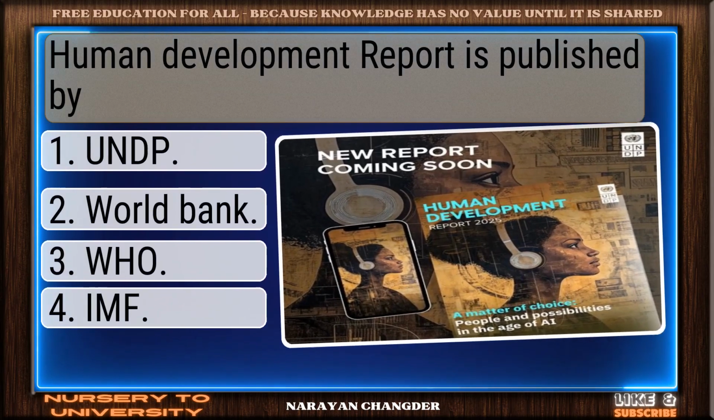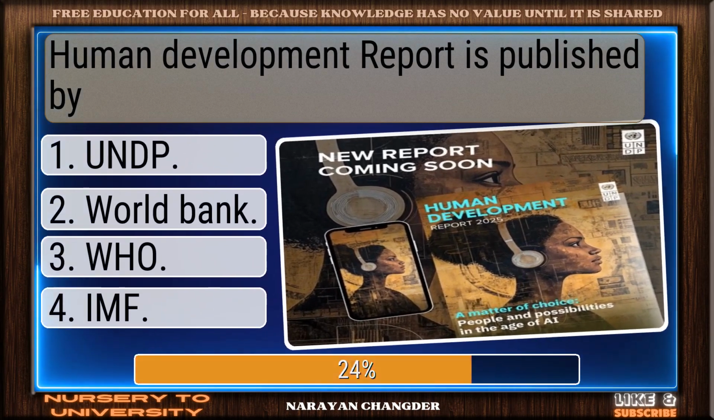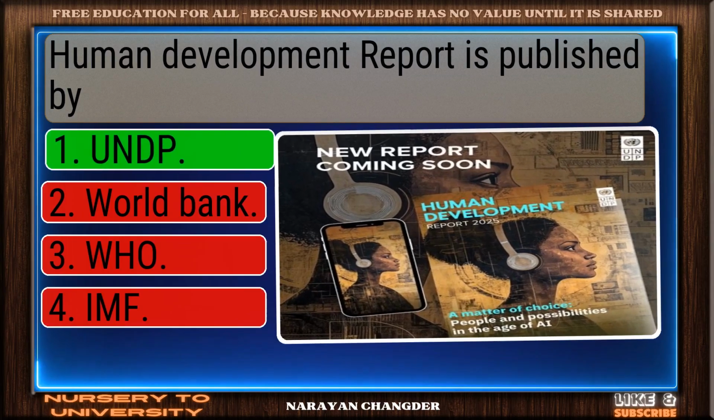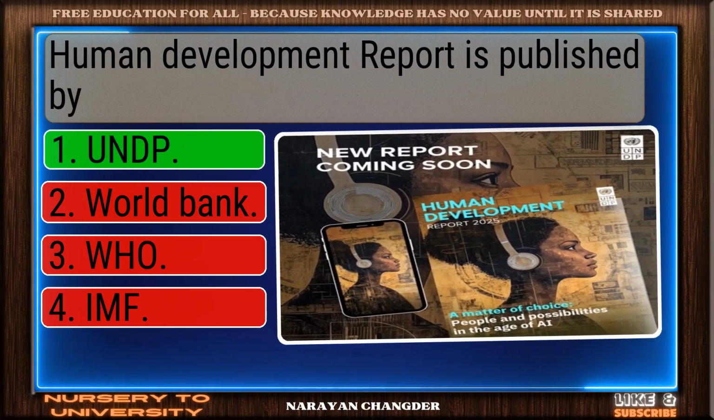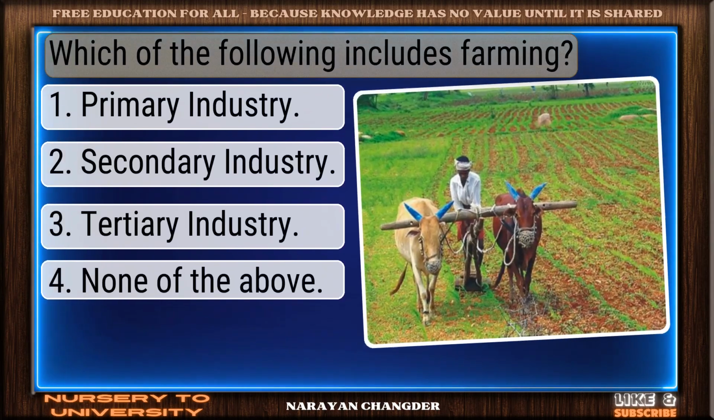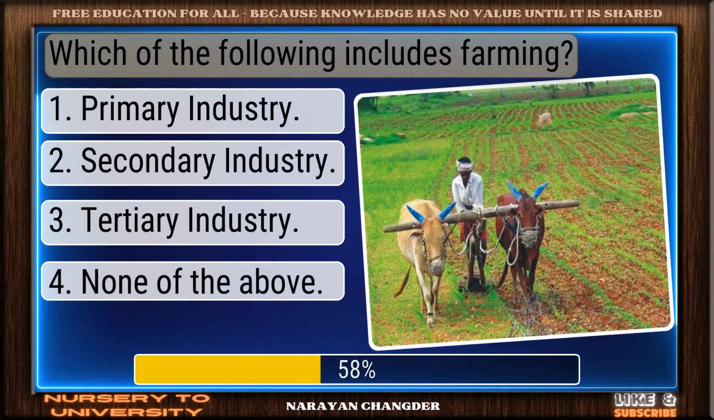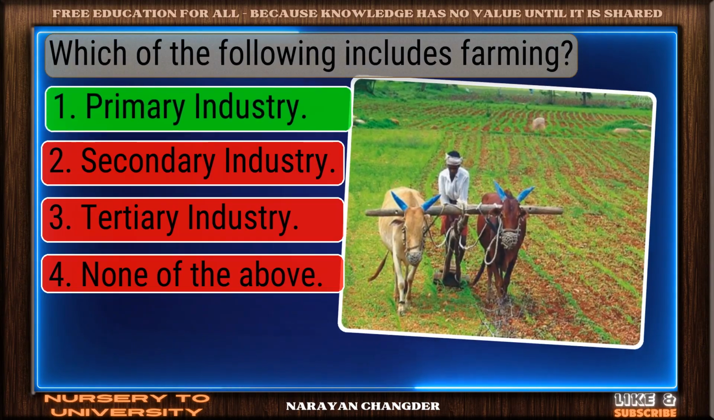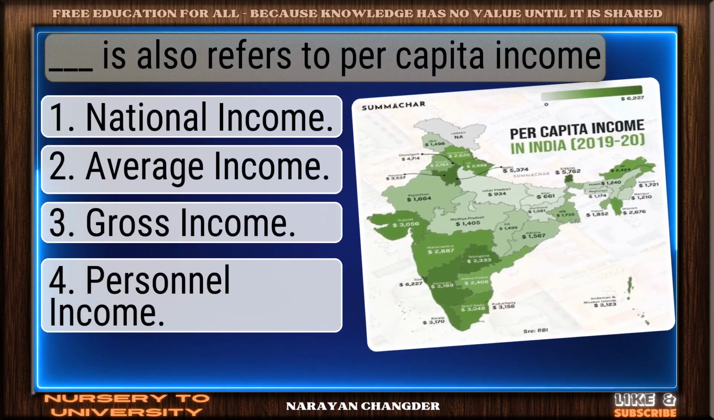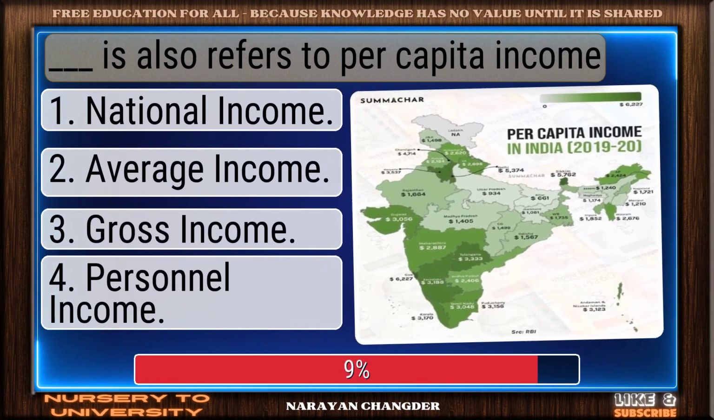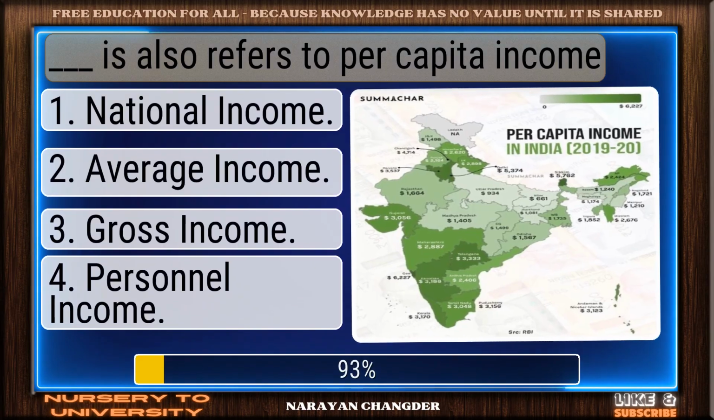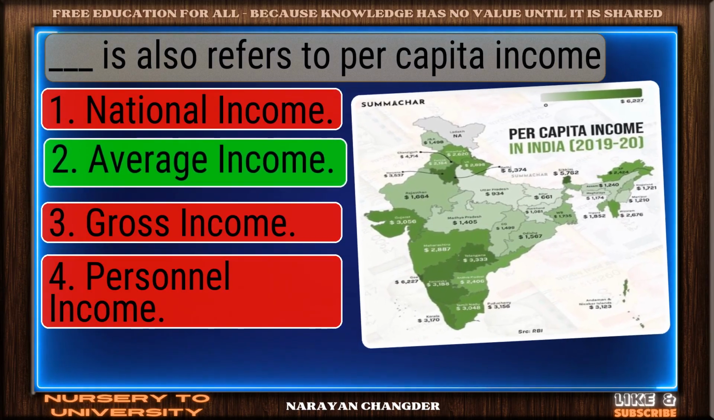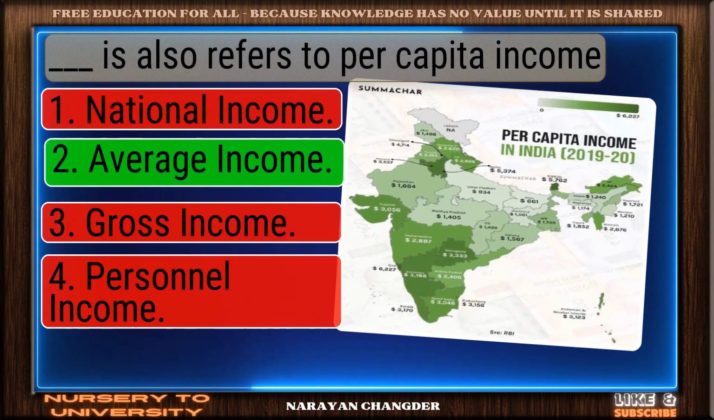Human Development Report is published by. Good job, UNDP works well. Which of the following includes farming? Clear logic. Primary industry is sound. Dash also refers to per capita income. Well picked. Average income is correct.